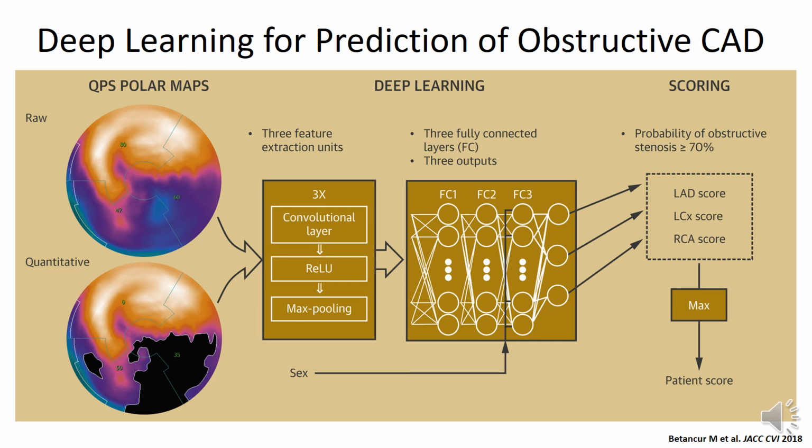The investigators used 3 feature extraction units as well as 3 fully connected layers for 3 outputs, each corresponding to the probability of obstructive coronary artery disease in one of the 3 major coronary arteries, the left anterior descending artery or LAD, the left circumflex, or the right coronary artery or RCA.